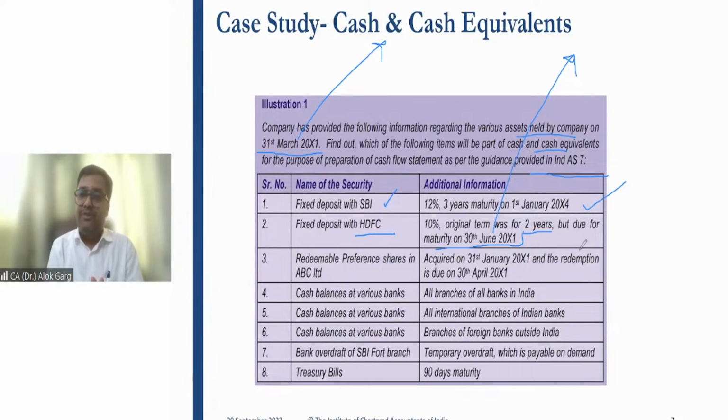The company has deposited money on 15th January for a period of 4 months. So this deposit will get matured on 15th May. Is it a cash and cash equivalent? Answer is no. It is not a cash and cash equivalent. It will be shown as other financial asset in the current asset category.